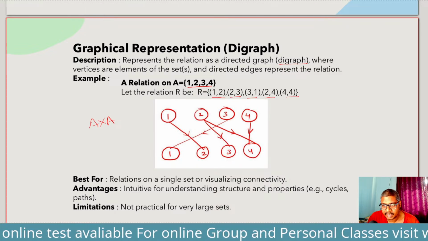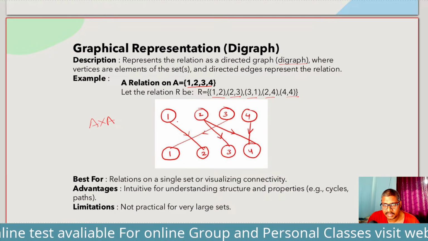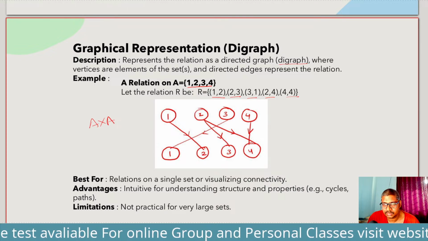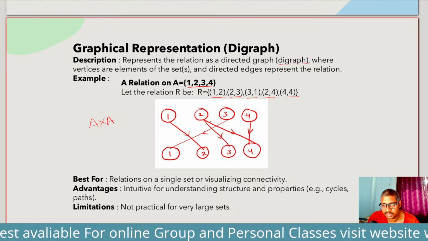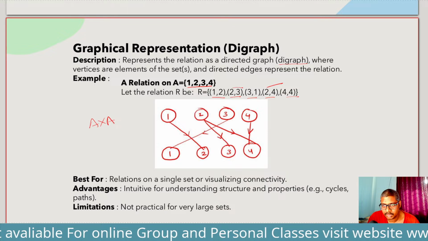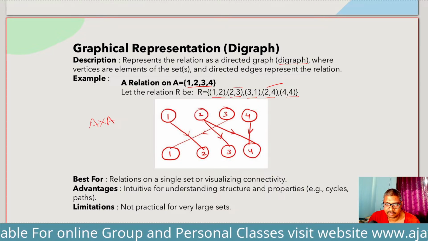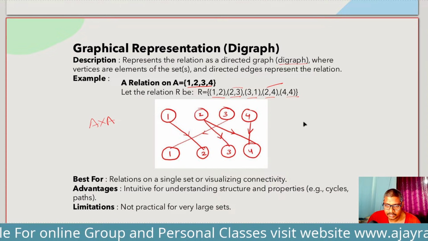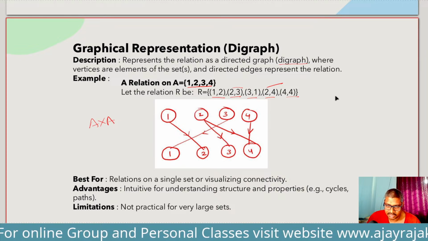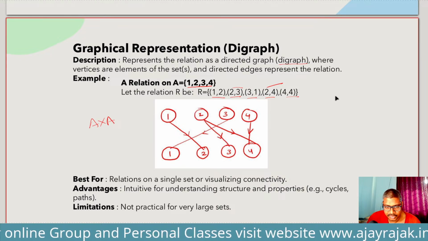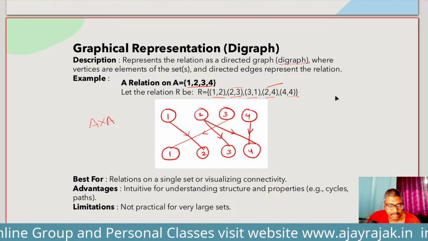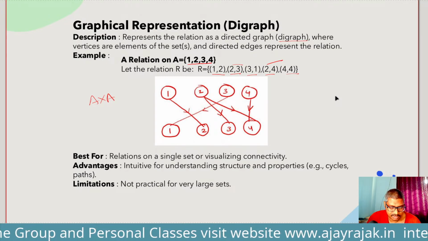So we will direct the graph from 1 to 2. We will direct the graph from 2 to 3. We will direct the graph from 2 to 4. So all these relations are represented in a directed graph. So it is called a digraph. It visualizes connectivity, and definitely it's intuitive. Limitation: not practical for very large sets.